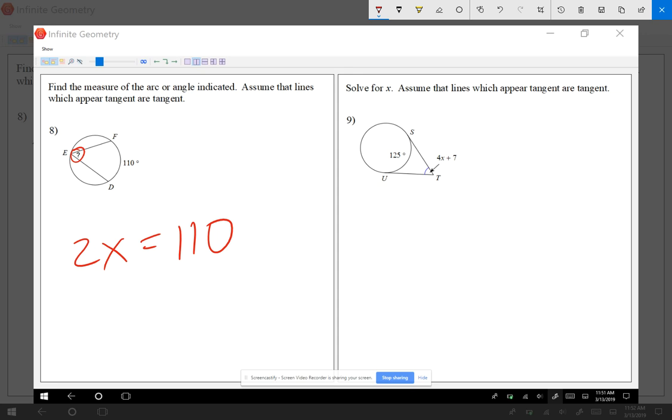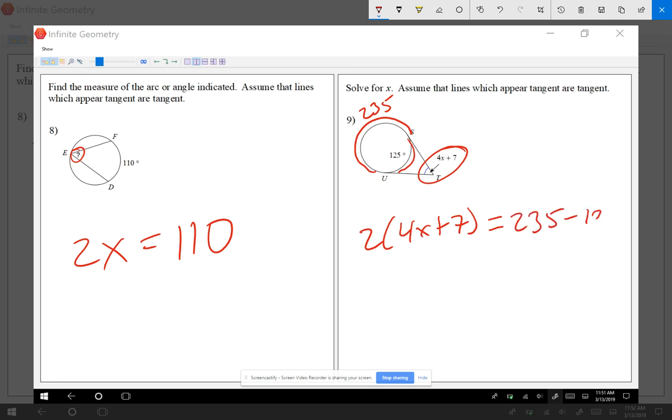Looking at question number 9, my angle is 4x plus 7. So I'm going to go 2 times the angle. It's going to equal 2. Because the angle is outside of the circle, I have to subtract my 2 arcs. I see on the arcs, one of them is 125. The other one completes the circle. So for the bigger one, I'm thinking 360 minus 125. That's 235. Now that I have the 2 arcs, I'm going to subtract them. 235 minus 125 and work it out from there.